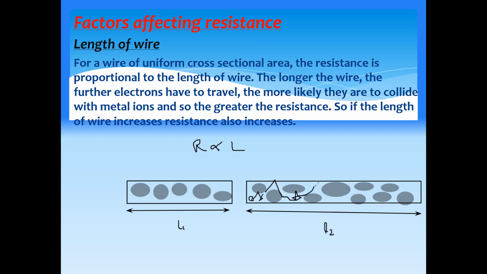So when the electrons move slowly, the number of charges which enter at one point and the number of charges which leave at the other point will be different. So for a wire with a uniform cross-sectional area, the resistance is proportional to length. What is the reason? The longer the wire, the further electrons have to travel, so they are more likely to collide with a metal ion and lose their energy, which reduces the number of charges flowing out from the other side, resulting in an increase of resistance.